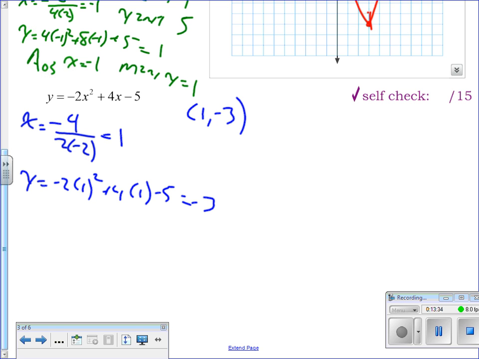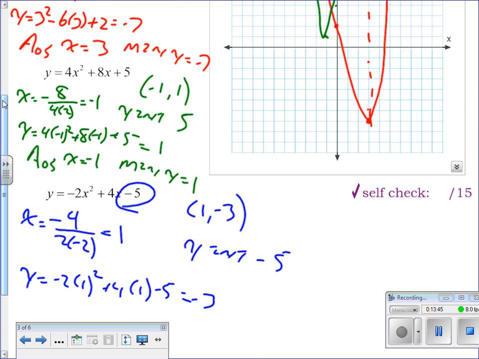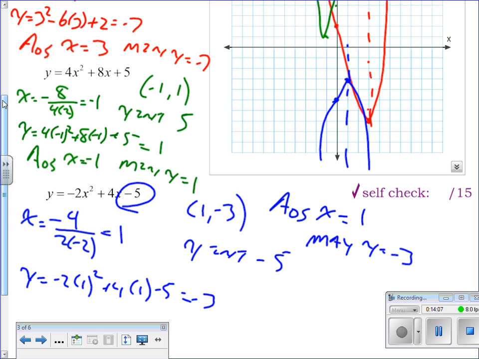My y-intercept is negative 5. So when I go to graph, I have 1, negative 3, and negative 5 is my y-intercept. Axis of symmetry goes down the middle. My axis of symmetry, x equals 1, and I have a maximum of y equals negative 3. Questions?